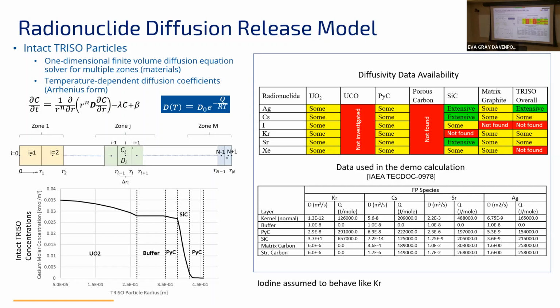What we did is we had a few fission products. We had some information from an old IAEA tech doc. We used that diffusivity. We assumed then that iodine essentially behaved like krypton. It was just an assumption.